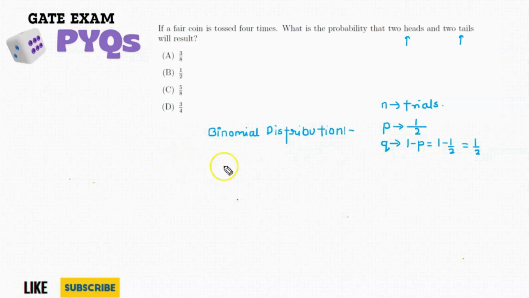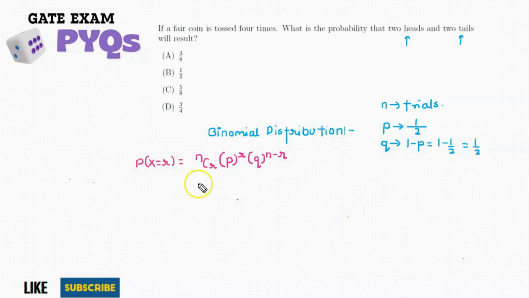And the binomial formula, we are already aware that if we have to find the probability when x is equal to r, it is given by nCr P raised to r and Q raised to n minus r. So just use this formula here. Here the value of r is 2 because we need 2 heads and 2 tails. Now n is given to be 4, that is the number of trials. So nCr, with r as 2, and P is 1 over 2 raised to 2, and again 1 over 2 raised to 4 minus 2.